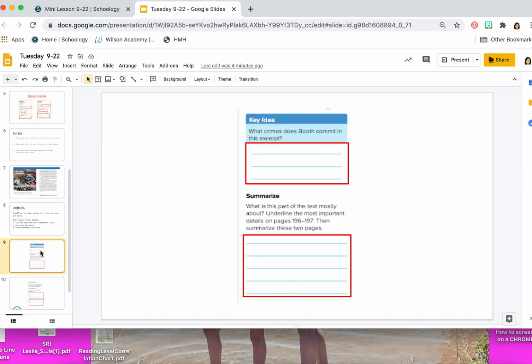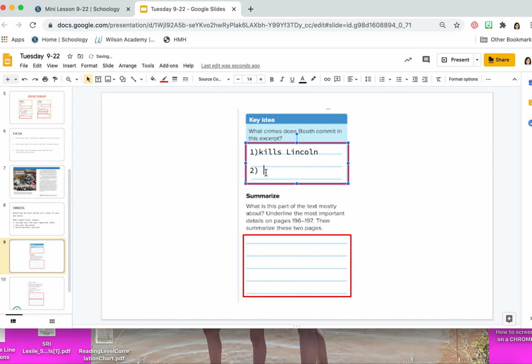Before we do that, let's take a look at the key idea. It says, what crimes does Booth commit in this excerpt? So there were 2 crimes that he committed. I'm going to put 1 and then 2. The first crime that he committed was shooting or killing President Lincoln. Kills Lincoln.